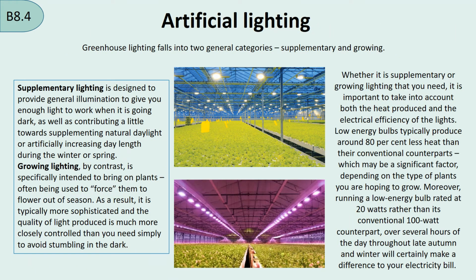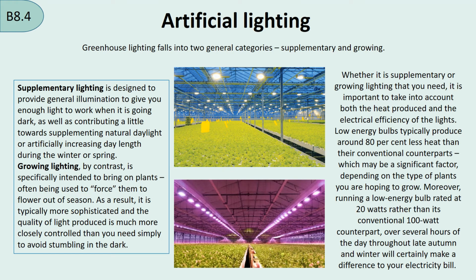Okay, so the next thing that we can use in greenhouses is artificial light. And like the last one, it can fall into two main categories. You've got supplementary lighting and growing lighting. Now, supplementary lighting is shown in the picture at the top, and that just gives a bit of background lighting. So if it's dark, people can still work in the greenhouses, but it does contribute a little bit of light during the day to boost photosynthesis.